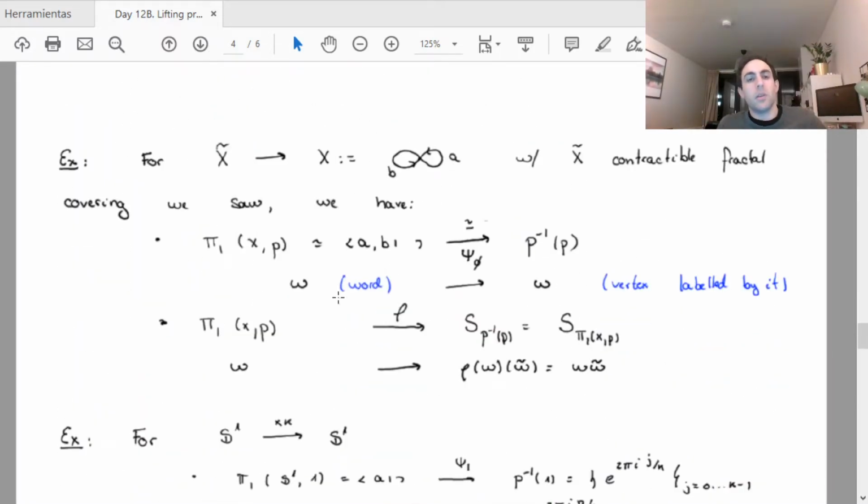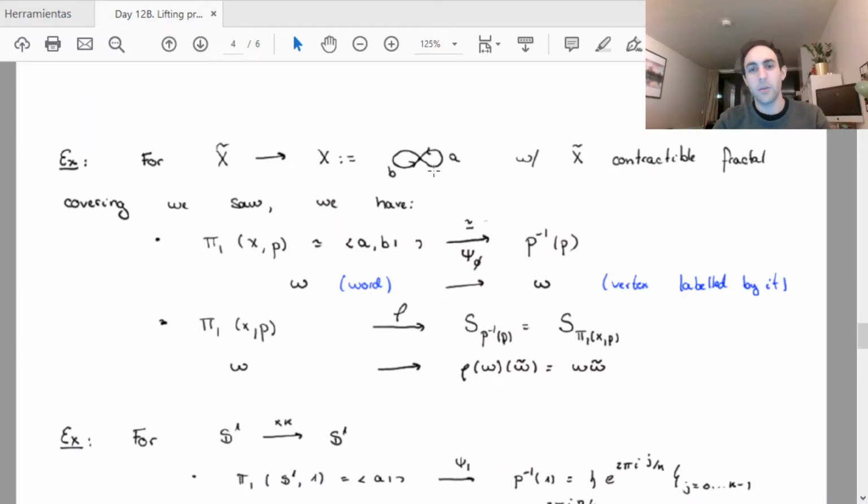All right, so here we have x tilde sitting on top of x. What's x? X is the wedge of two circles. So here I have a vertex that I call P. I apologize, it's not very nice notation because the projection is also called P, but hopefully you understand. So here we have the vertex P and two edges A and B. And what is x tilde? So x tilde is this fractal cross thing we saw.